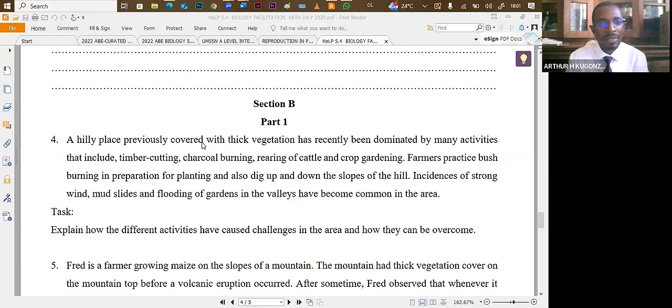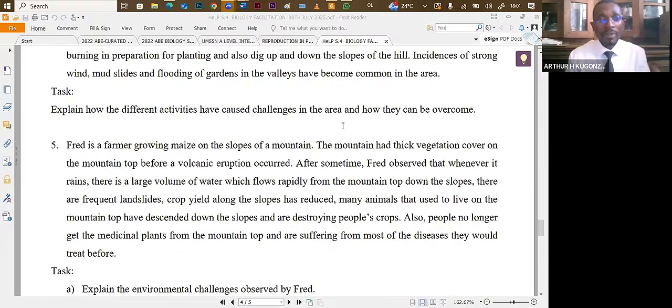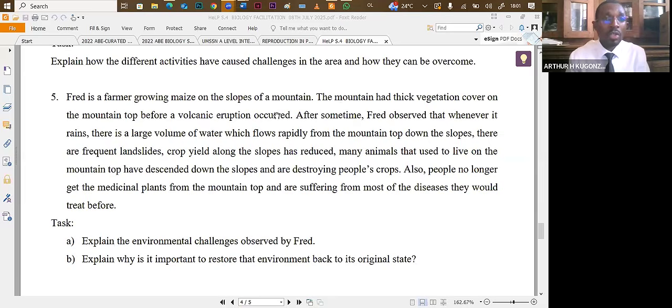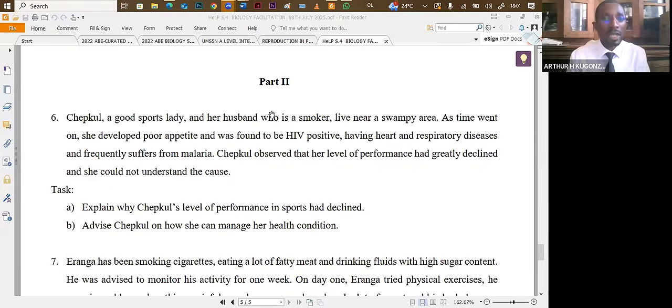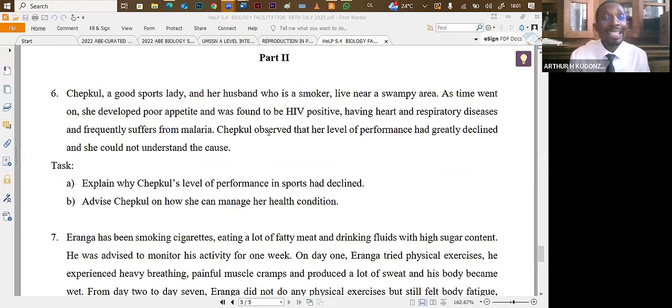The messages are very, very many. Now, quickly, the skills that I have given you are the same skills you're going to use to interpret item number 5, and the same skills to interpret item number 6. If they say, explain why Chepkur's level of performance in sports had declined, then you read through: what could have caused Chepkur's level of performance to reduce?